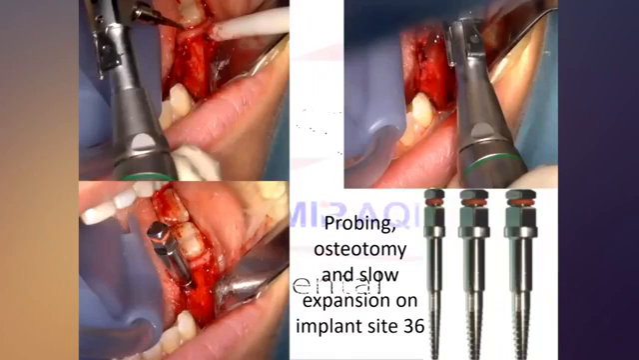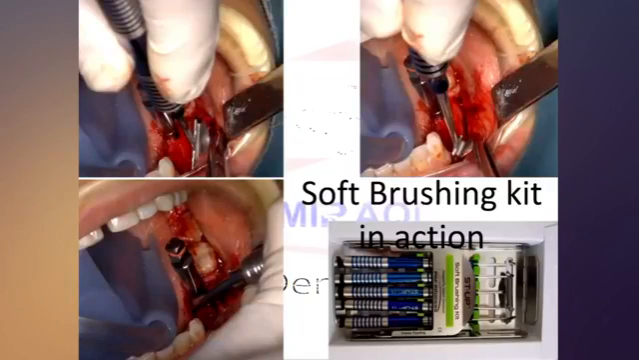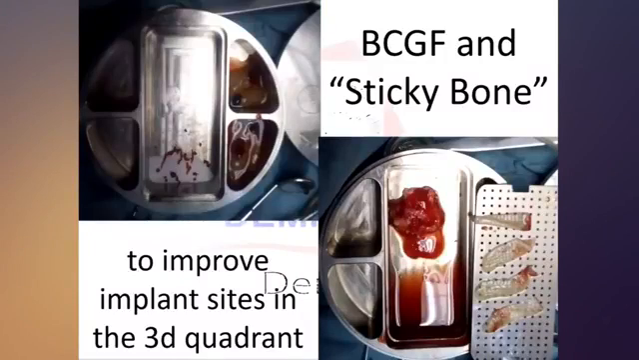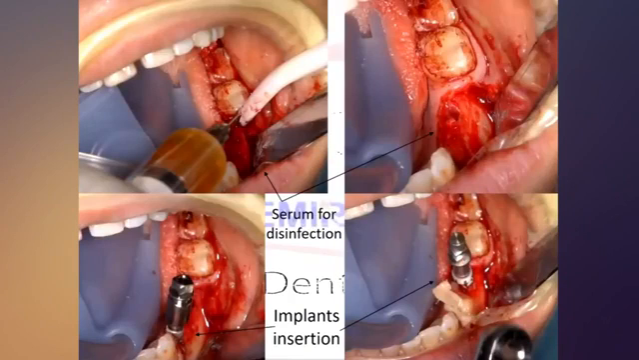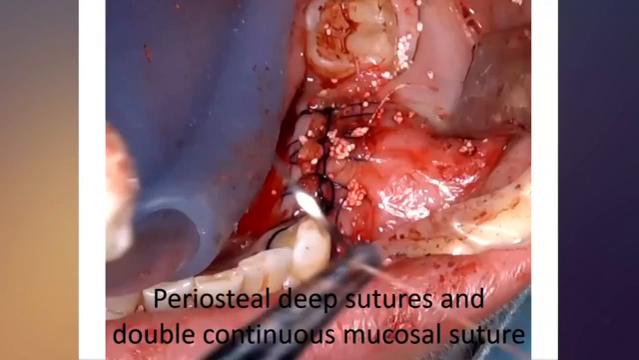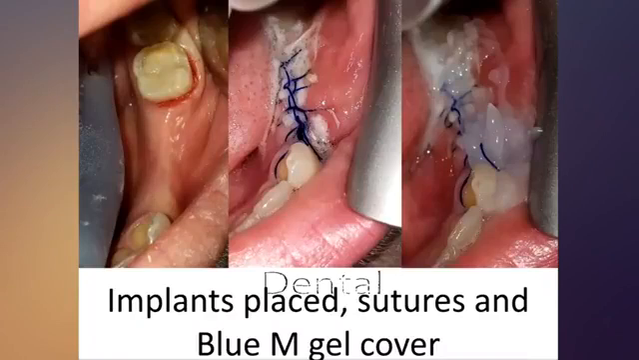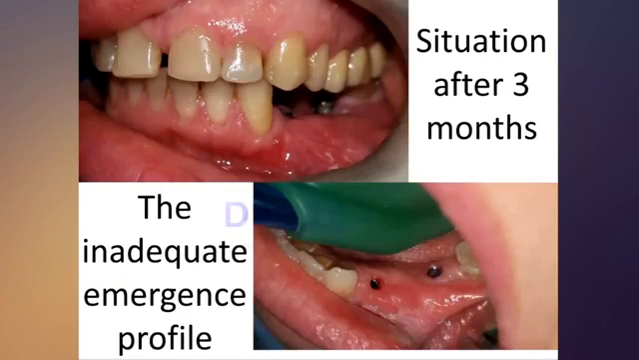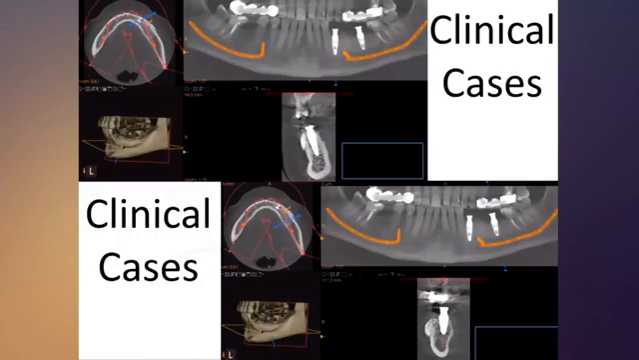Osteotomy, slow expansion as I showed before, soft tissue brushing, and sticky bone all over it, disinfection. And these are the healing abutments that I like a lot when I don't place immediately cervical. This is what I use with poncho technique this time, suturing. This is the final situation. Emergence profile is now to be created.